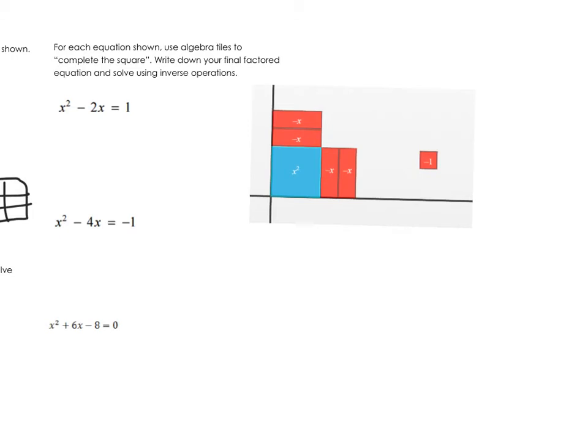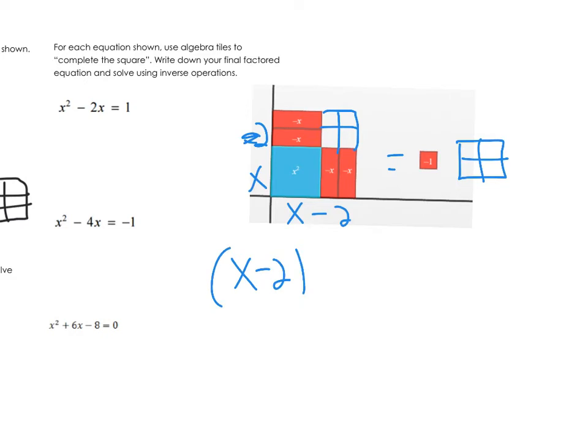Okay, so here's the next one in algebra tiles. This is an x minus 2, and this is an x minus 2. And I know minus 2 times minus 2 is positive 4. So to complete this square, I'm going to add in a positive 4 over here. So what does that give me for an equation? That's going to give me x minus 2 times x minus 2, or x minus 2 squared, equals 3.